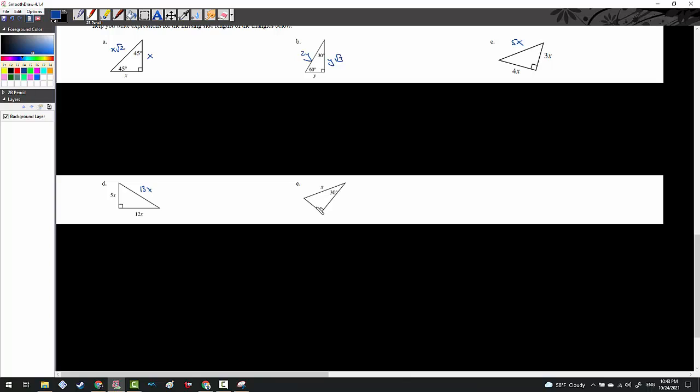Now this one here is a little weird. Opposite the 90 is x, which means opposite the 30 should be half of that, and then half of that times rad 3. Again, just not really terribly hard. You just have to know the pattern. Let's see if there are any more problems that we need to do. I'll be right back.